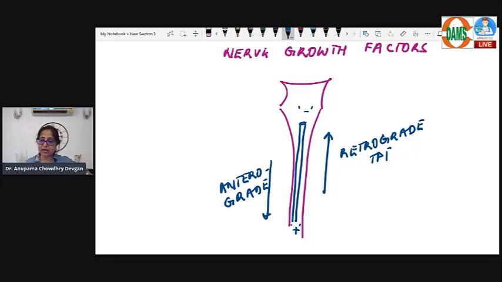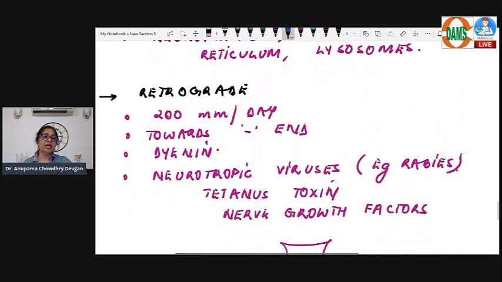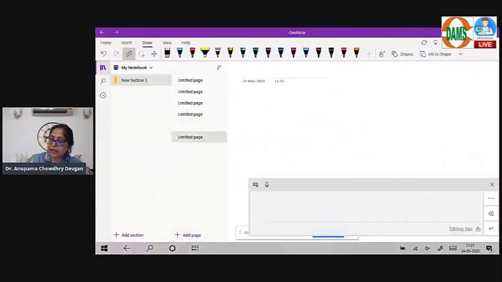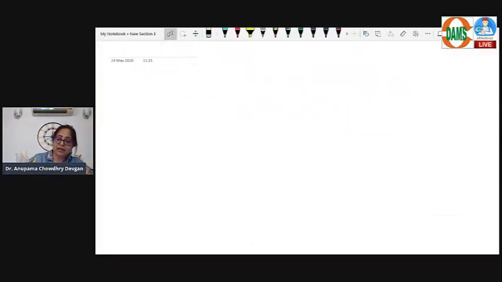This is as far as axoplasmic transport is concerned. Okay. Now, next, let's see what are the different types of neurotransmitters.